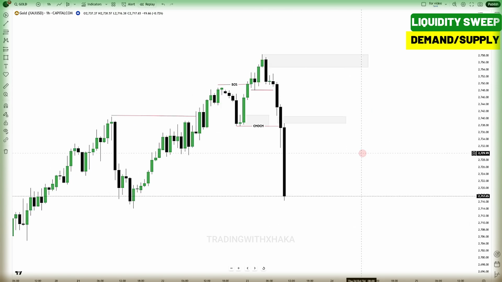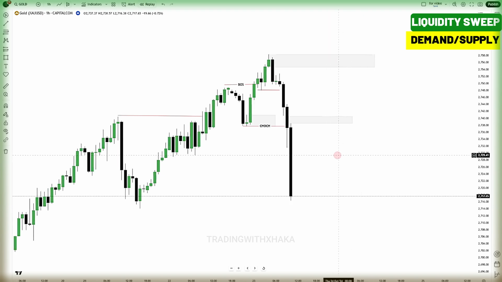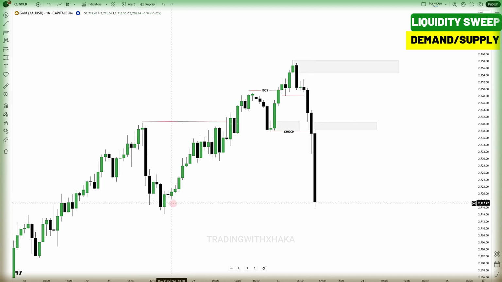But this liquidity concept solves a problem for us of not getting involved in this whole setup sitting here, because there's another demand zone sitting here. This is another demand zone.